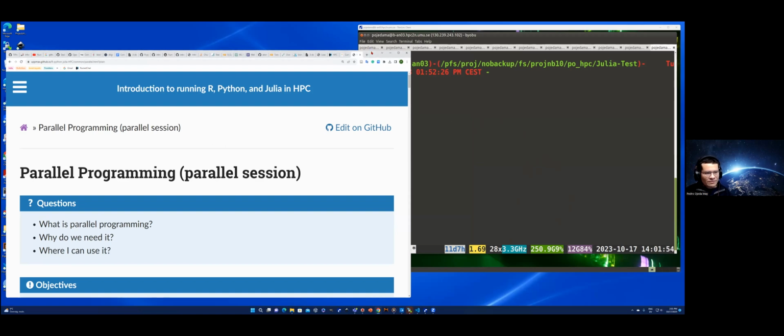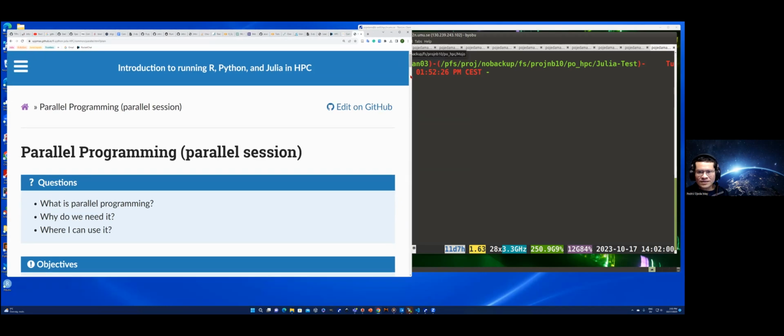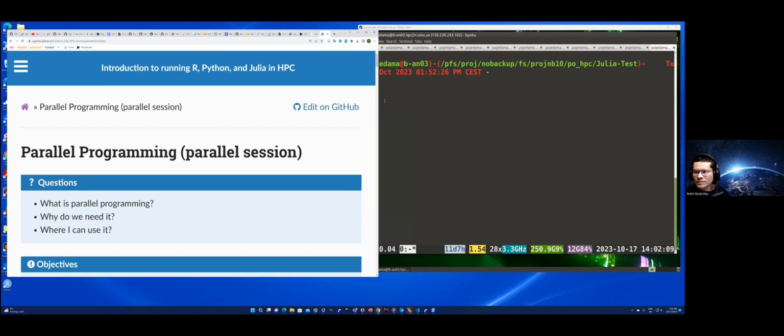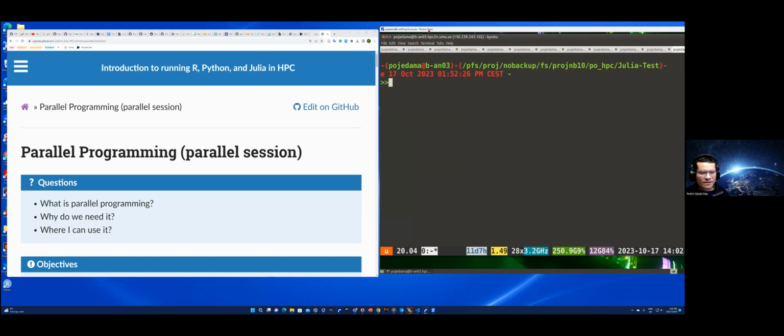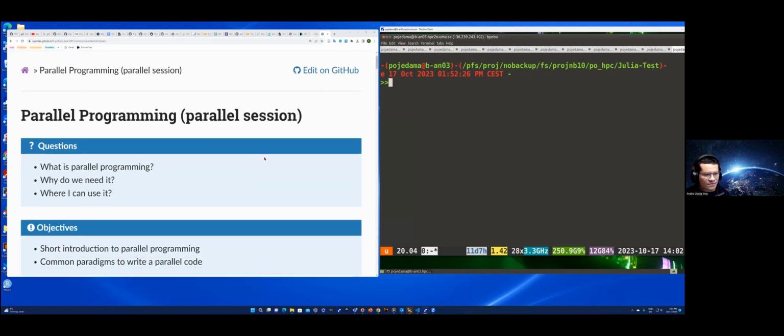So I will talk about parallel programming in general, and I will cover some general topics in parallel programming. Please let me know if the font size is okay, and if the speed I'm talking is slow or fast. Just let me know with some reactions.